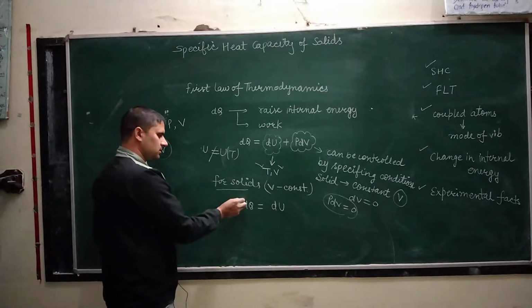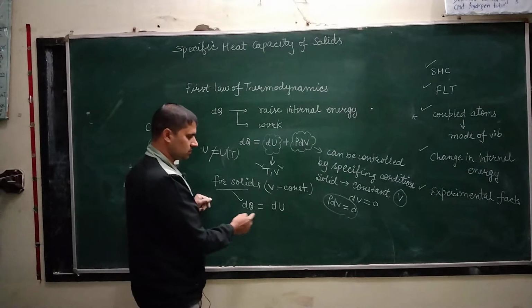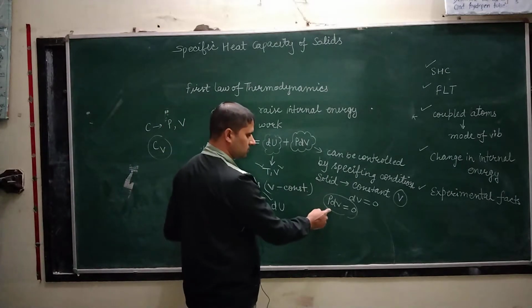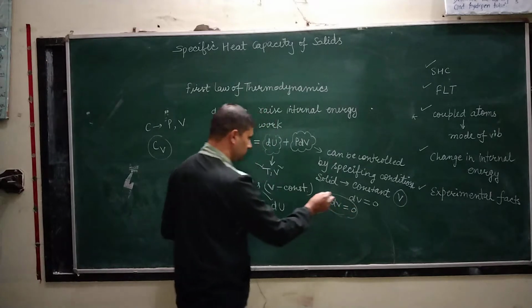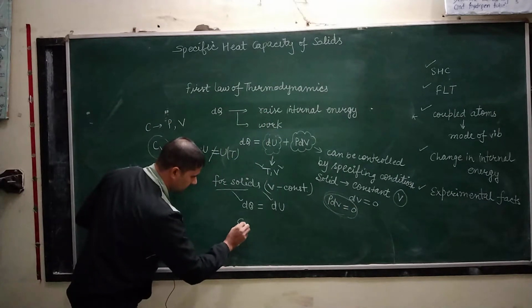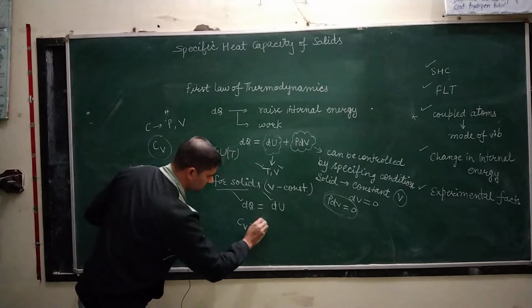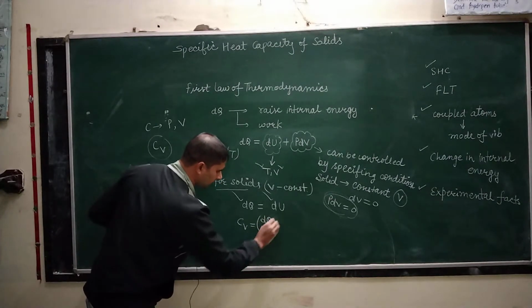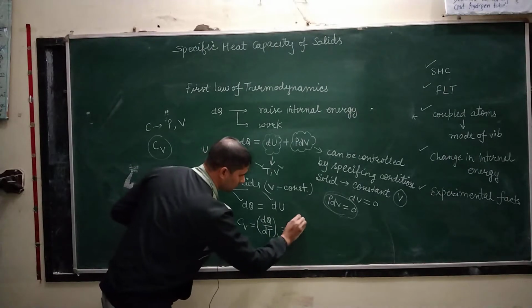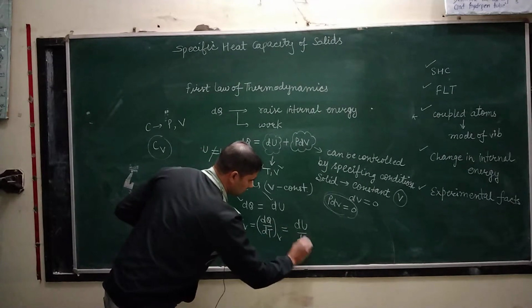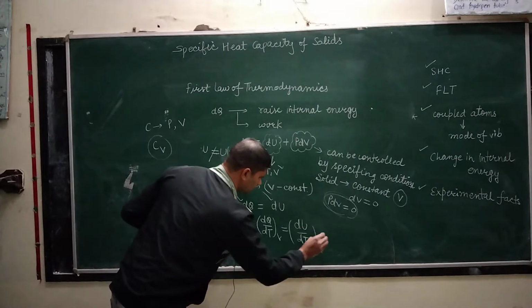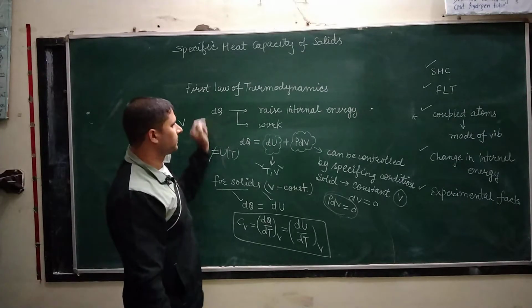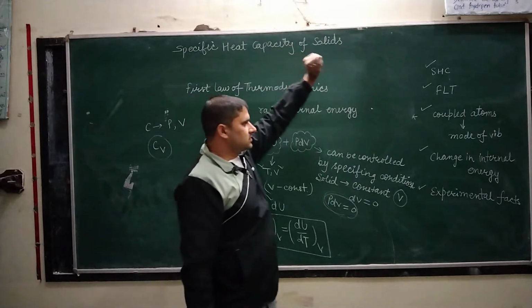As you have seen, the amount of heat energy given to the solid increases its internal energy, because the mechanical work is kept 0. So the specific heat capacity CV will be equal to dQ by dT at constant volume, which is equal to dU by dT at constant volume. Okay class, so this is the specific heat capacity in case of solids.